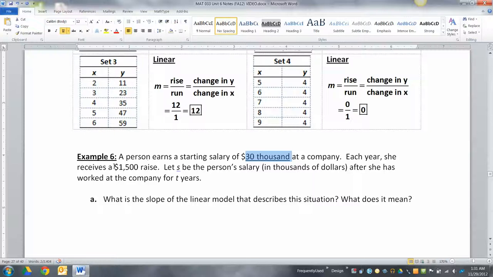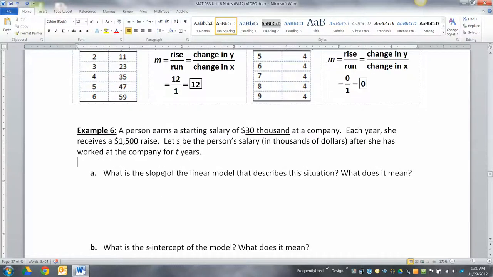But down here, $1,500 for her raise, that is in standard notation. They didn't say $1,500, which is what it would be, right? They said, "$1,500 raise," it's a little bit strange. So we've got to be careful with our units here. We have to keep it consistent. It actually doesn't matter which way you like writing it, as long as you're consistent.